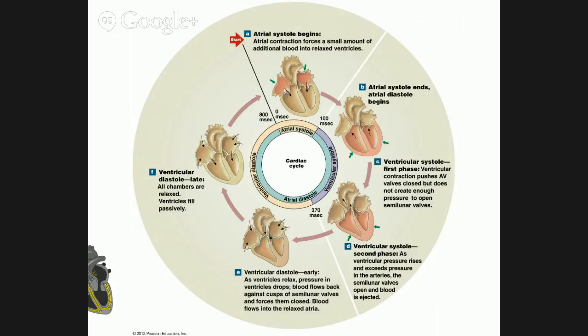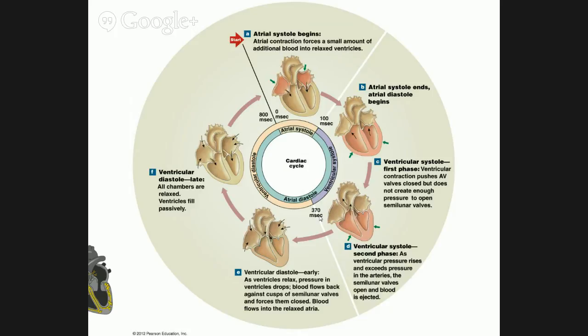So this is about when contraction pushes blood from the atria into the ventricles, and then contraction pushes blood from the ventricles into the arteries. And then when things are relaxed, the blood fills the atria and the ventricles, and then it all starts over again. The time points here are 0, 100, 370, and 800. The 800, again, is the resting heart rate speed. The 100 and the 370 are kind of fixed points. That has to do with the contraction curves that I talked about a little bit ago.